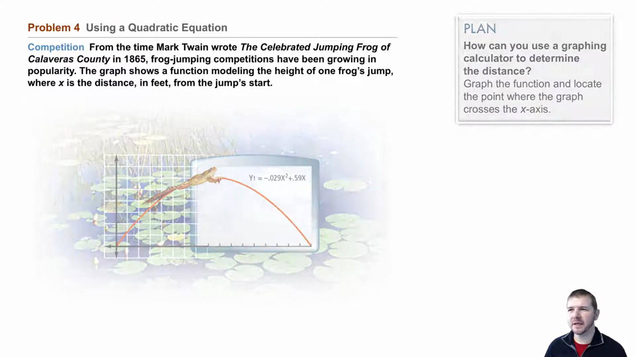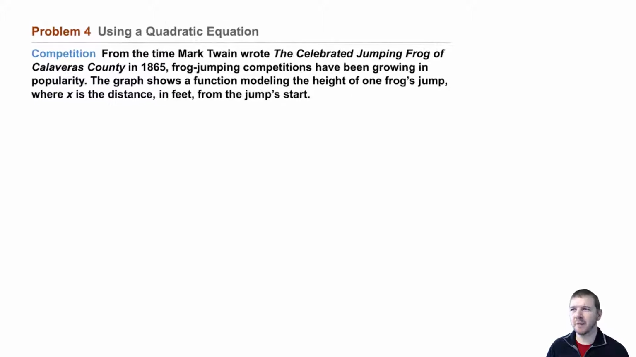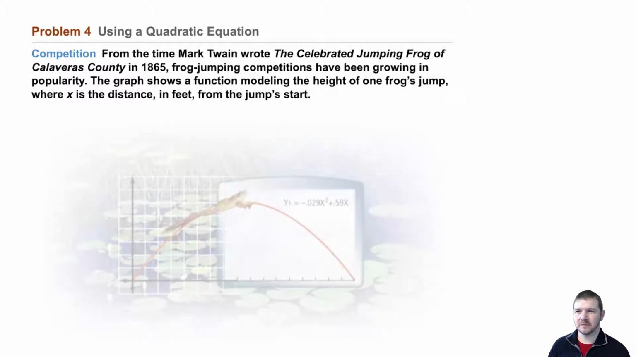Problem 4. Using a quadratic equation. Competition. From the time Mark Twain wrote The Celebrated Jumping Frog of Calaveras County in 1865, frog jumping competitions have been growing in popularity. The graph shows a function modeling the height of one frog's jump, where x is the distance, in feet, from the jump start.